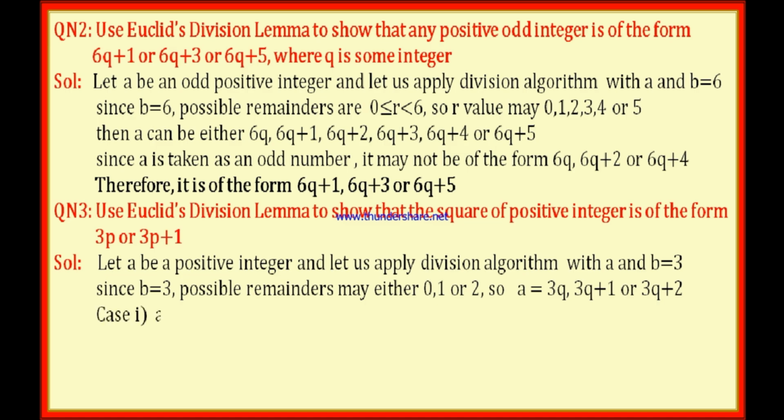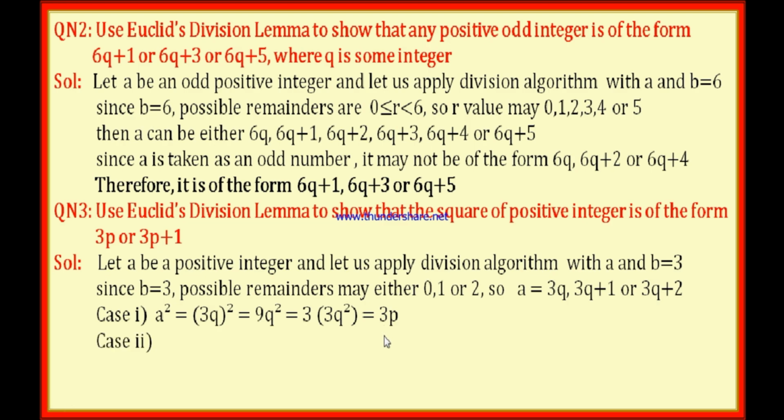Now case 1. If a is equal to 3q, we have to find the square of the integer, that is 3q whole square. 3q whole square is 3 square into q square. 3 square is 9q square. You can write this 9q square as 3 into 3q square. Now if we assume this 3q square is p, then this is in the form of 3 into p.